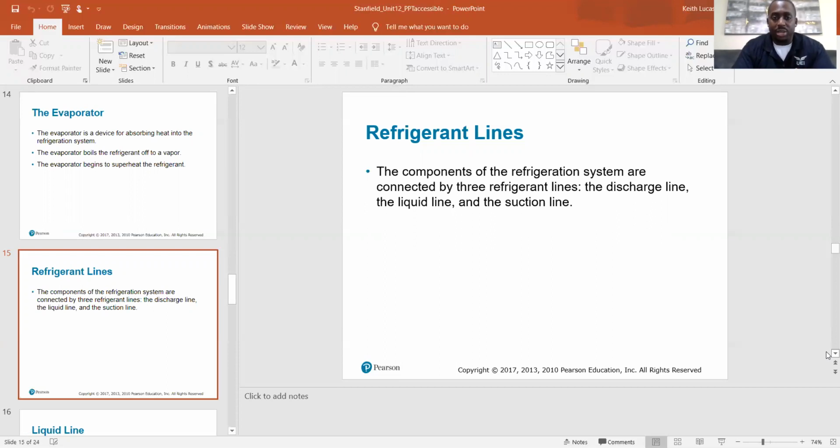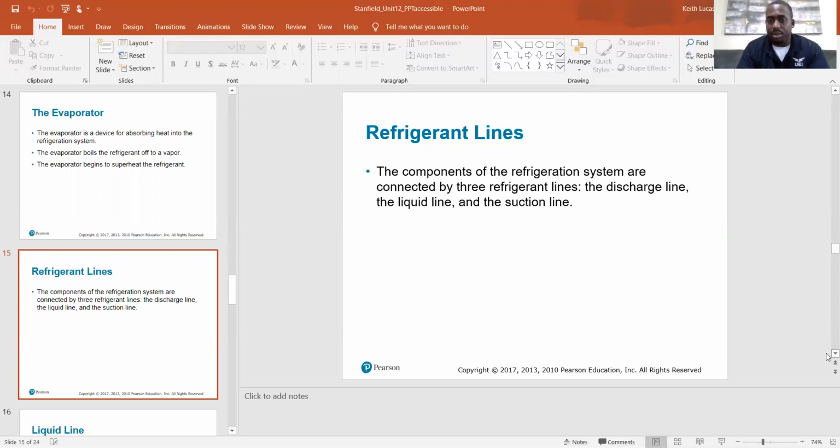So let's talk about the refrigerant lines. The components of the refrigeration system are connected by 3 refrigerant lines: the discharge line, the liquid line, and the suction line. Let me correct myself. They didn't mention the transphase line. So I said there's 3, and they leave the fourth one out. When I should have said there's 4, but they leave the 4th one out.